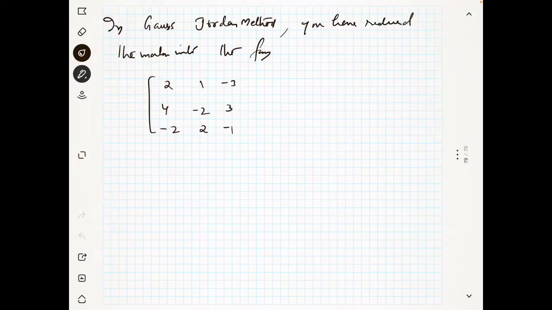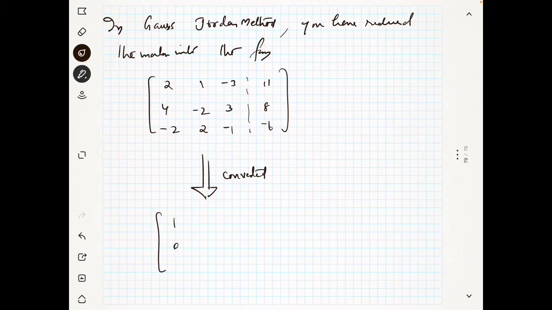Yes, it's minus 1. And you are having this 11, 8 and minus 6. And finally, you converted this matrix into which form? 1 0 0, 0 1 0, 0 0 1, and you are getting 3, minus 1 and minus 2. Finally you got the solution as x1 is equal to 3 and x2 is equal to minus 1 and x3 is equal to minus 2.